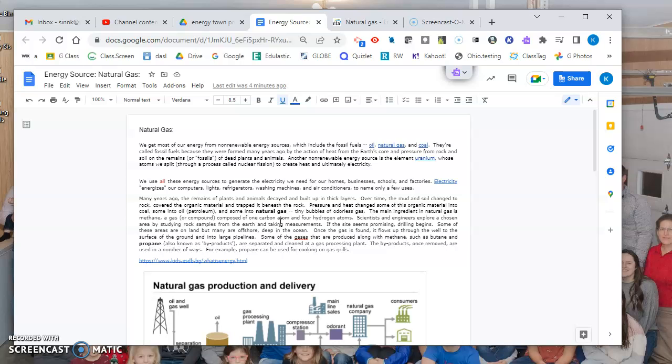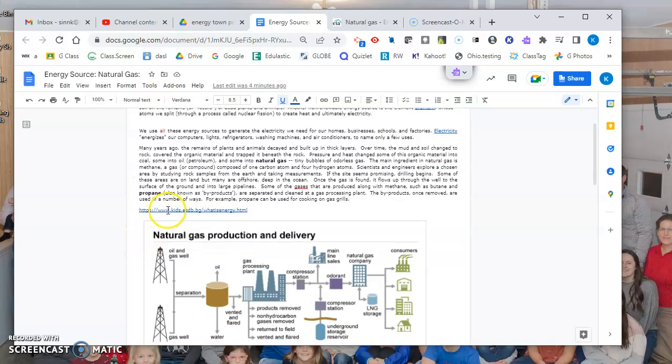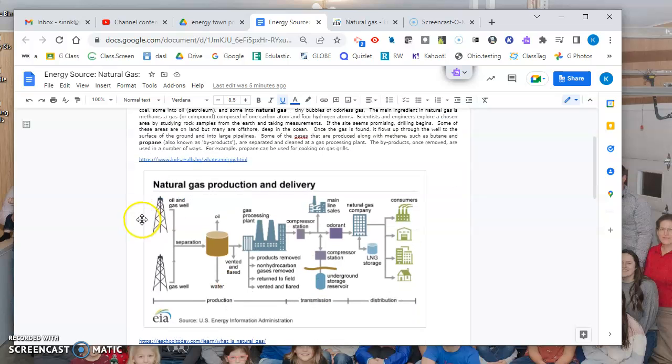This page that you're looking at here is where you'll also be going. I'll share this with you. And it tells you some basic details about natural gas as an energy source. One of the most important details is that it is non-renewable. And it talks about here why that is classified as a non-renewable energy source. Down below, here's the resource where I got that information.